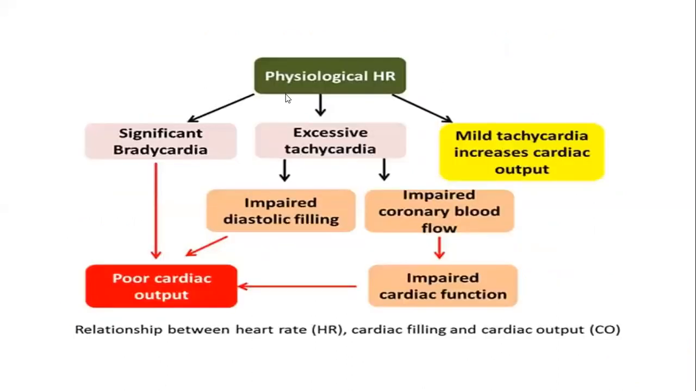Now, how is heart rate involved in cardiac output? When there is significant bradycardia, poor cardiac output will happen. With excessive tachycardia, there will be impaired diastolic filling and also impaired coronary blood flow. This will produce cardiac dysfunction and a poor cardiac output. In the case of mild tachycardia, the cardiac output will be slightly increased. This is the relation between heart rate and cardiac output.